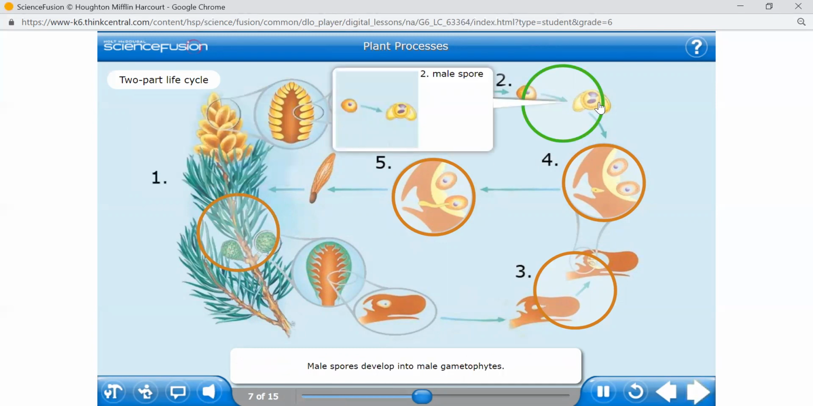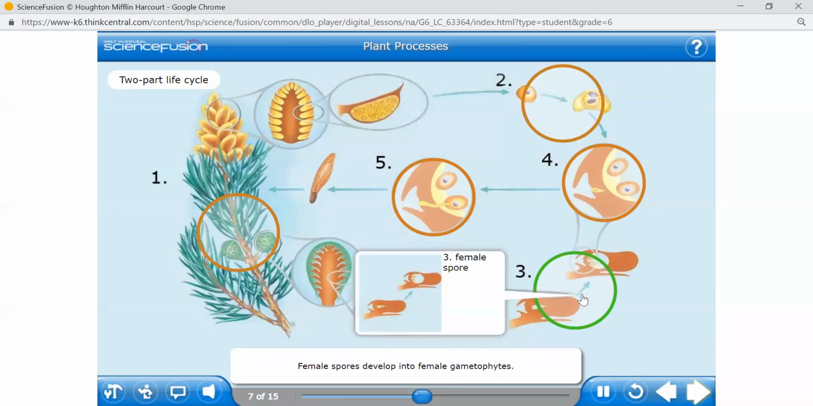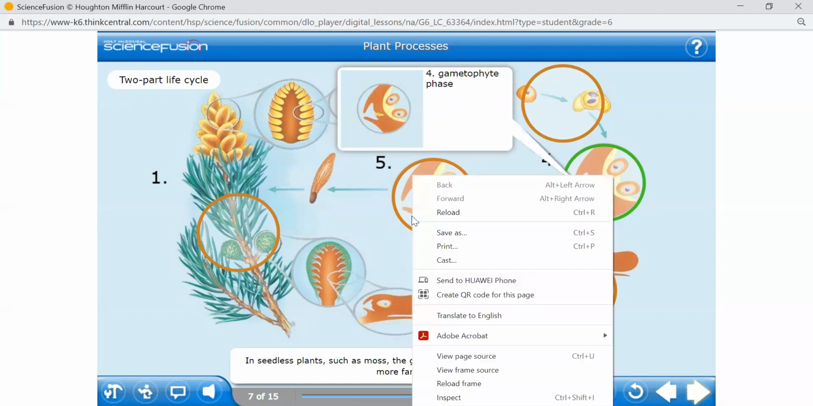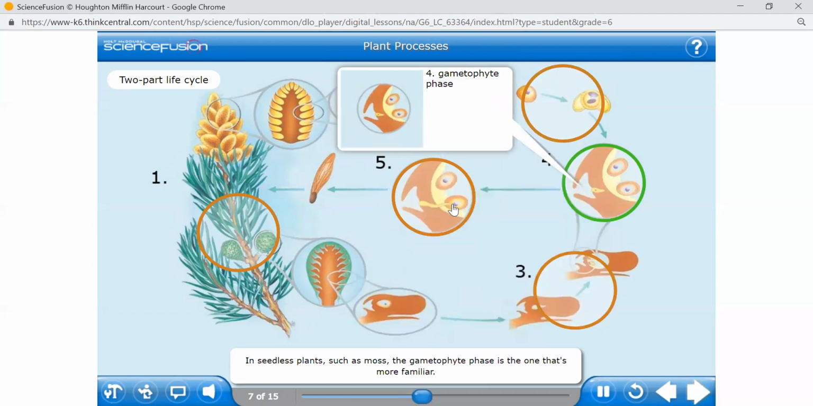Male spores develop into male gametophytes. The male gametophyte produces male gametes called sperm cells. In seed plants, the sperm cells are known as pollen. Female spores develop into female gametophytes. The female gametophyte produces female gametes called eggs. At the end of the gametophyte stage, the sperm and eggs join in a process called fertilization. In seedless plants, such as moss, the gametophyte phase is the one that's more familiar.